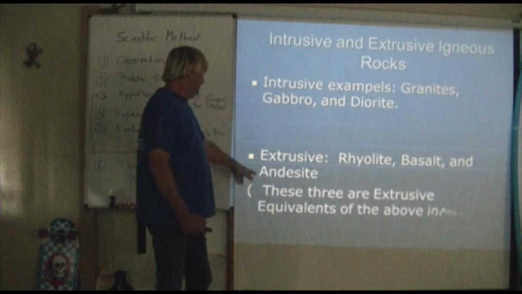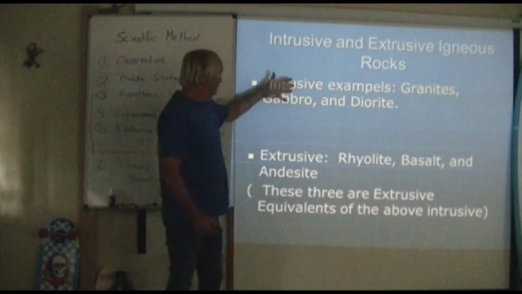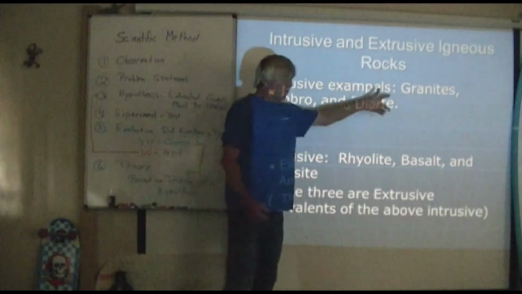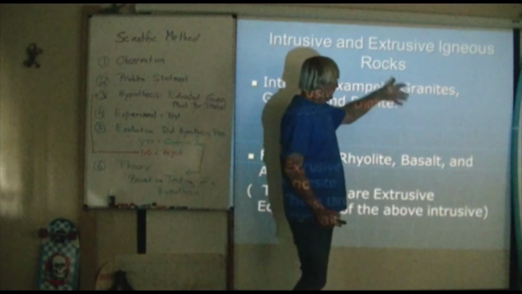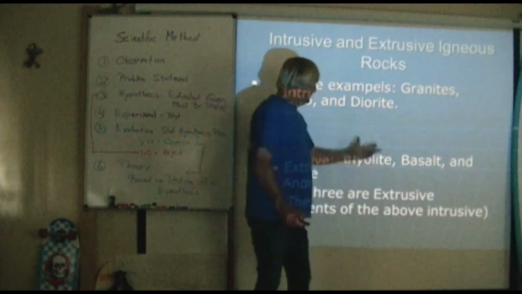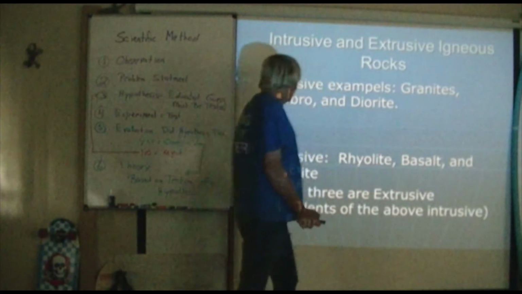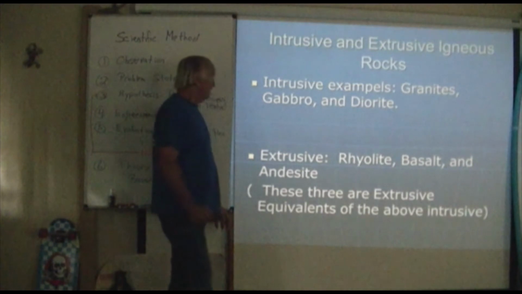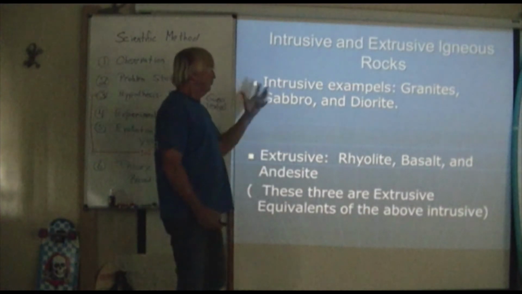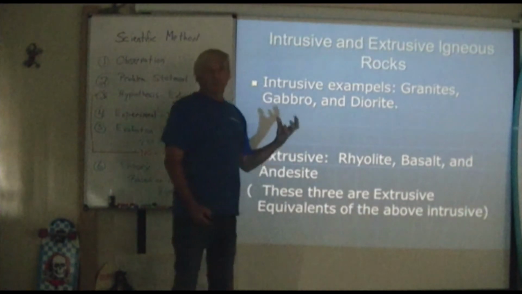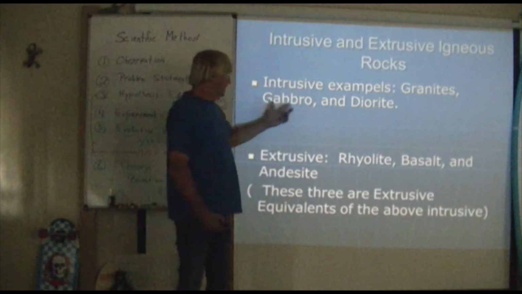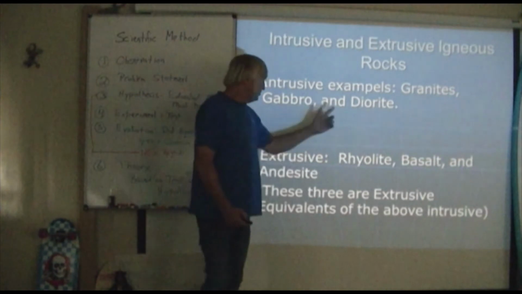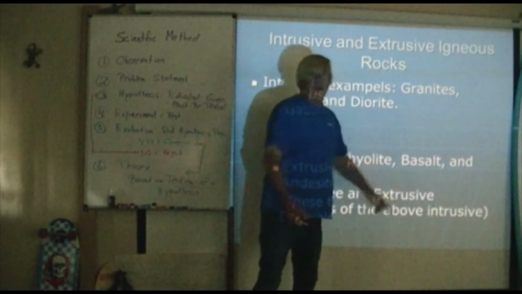So all three of these extrusives are equivalent to these intrusives. A granite and a rhyolite are the same rock. They're both low temperature. This has crystals in it, this does not. Basalt and gabbro are both high temperature rocks, with lots of iron. Those rocks form in different environments, which is why they have a different appearance. The gabbro forms under the ground, very crystalline, and the basalt forms above ground and does not have time to cool.